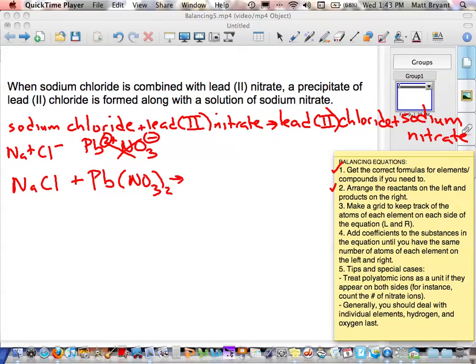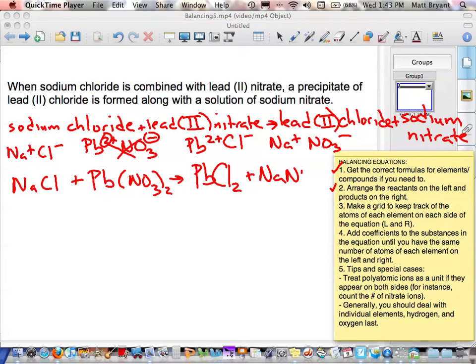Now we got to get the right. So I'm going to go ahead and work over here, even though we're not directly underneath. Lead 2 chloride. Lead 2 is there, and chloride is negative 1, so we crisscross those, and we end up with PbCl2. And finally, we have sodium nitrate. The sodium ion is Na+, the nitrate ion is NO3-, so we have NaNO3.